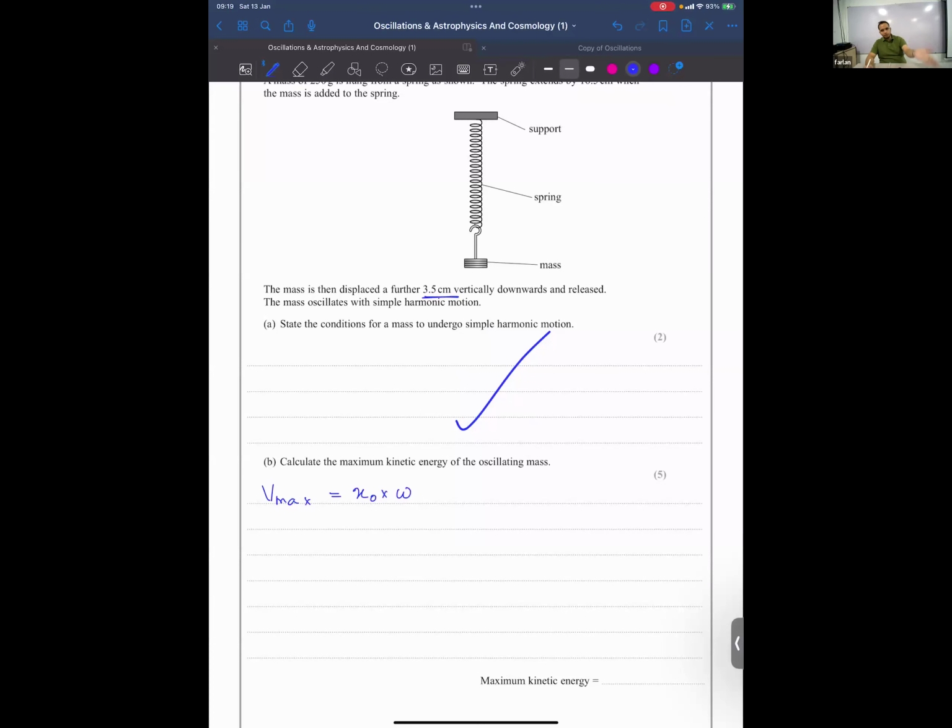It has been pulled down 3.5 centimeters. We know the x naught. So my plan is now to find the maximum speed. So we are told to find the maximum kinetic energy. We'll find the maximum speed, and with that speed, we will use E equals half m v square. We will get the maximum kinetic energy. Correct? So to find the maximum speed, we are using x naught omega. We know the x naught is 3.5. So that means we have to begin with finding the omega.